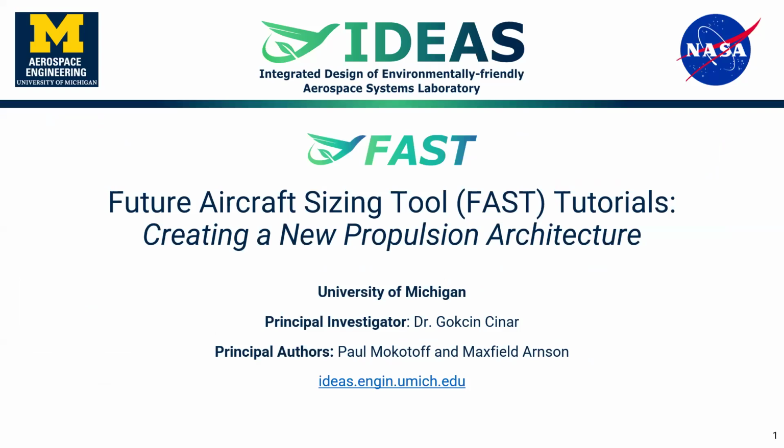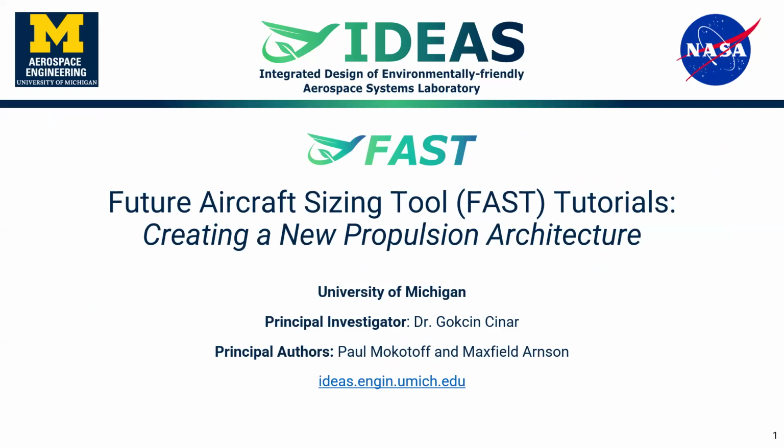And now in this FAST tutorial, we are going to learn how to create a new propulsion architecture. In FAST, we allow you to either A, use one of the shipped propulsion architectures, and there are 6 of them. Make sure to check out the README in the aircraft specs package to learn which ones are shipped with FAST. But now we're going to focus on creating our own propulsion architecture.